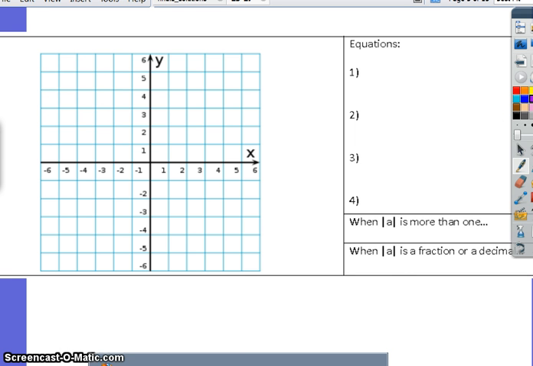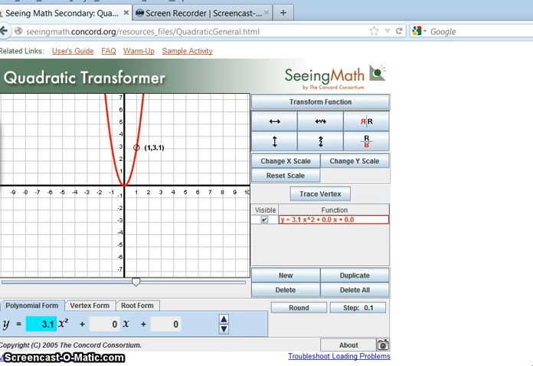Okay, so now I'm being asked if a is more than 1 or if it's a fraction or a decimal. Let's start with the normal parabola, which is 1x squared. Now if I start with 1 and multiply it, it's still positive, so I'm multiplying it by bigger and bigger numbers, and you can see it's getting narrower and narrower. So here's 8, and if this was 10, it would be even narrower than this parabola. So when the parameter is more than 1, the parabola gets narrower and narrower.